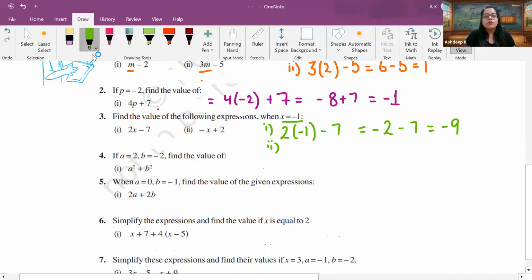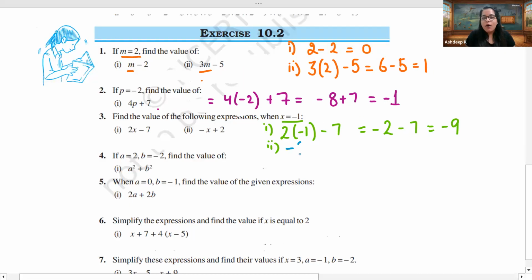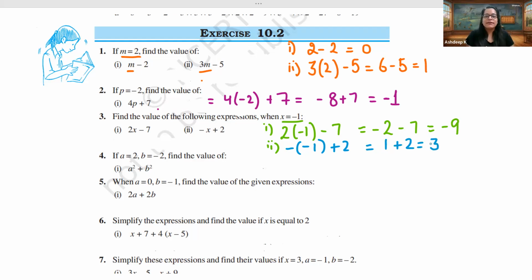So now how do we go through this? That would be minus of minus 1 plus 2. So that's simply 1 plus 2. So the answer would be equal to 3. Easy. Now, if you go through the fourth question, the only difference here and the above questions is that here we have two variables. So now we'll simply put the values and again find the answer.